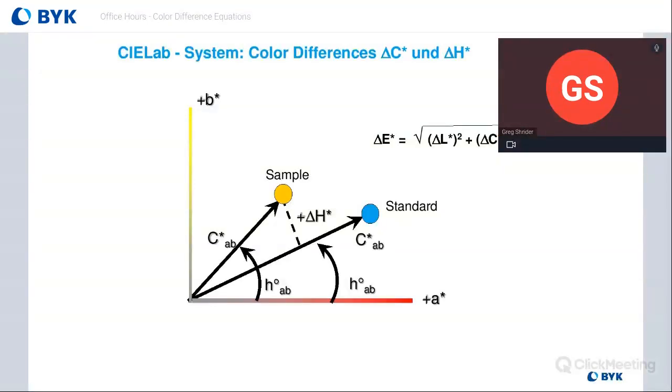When we talk about color differences using that LCH color system, we want to point out that the delta H is not the difference in hue angles. It's the actual distance of this vector here, and what that is comparing is, if that sample and standard had the same chroma, what would be the hue difference? That's how we calculate that particular metric.